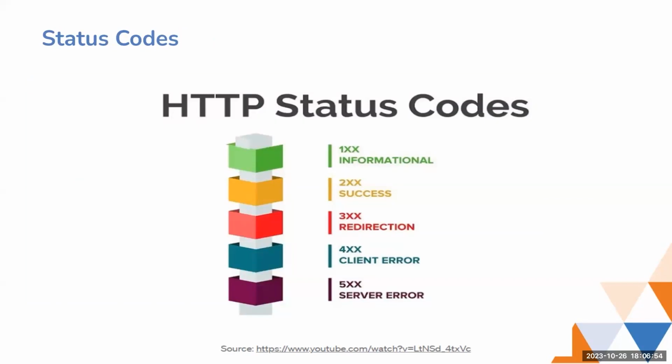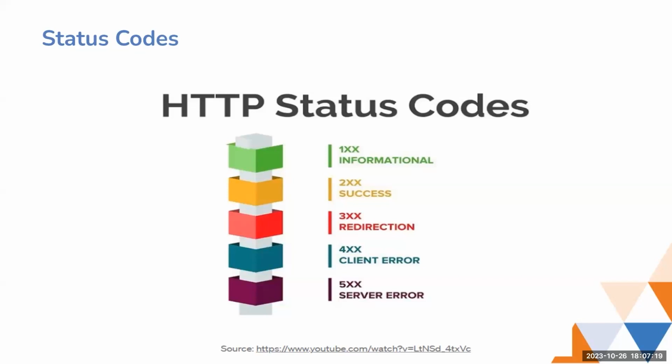Some of the common status codes which we see while working are 200 response code, which is a success code. Then 300, which is redirection. 404, which is the page not found, which we get. And then 500, which is the error from the server side.